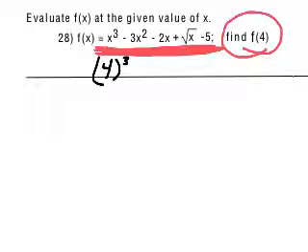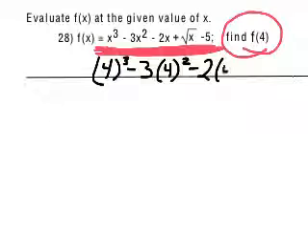This actually just becomes an order of operations problem, really. Minus 3 times 4 to the second power, minus 2 times 4, plus the square root of 4, minus 5. Okay, so now we just use our order of operations. 4 to the third power is what we have to do. The parentheses don't have any more than one number in them. So we do our exponents first.